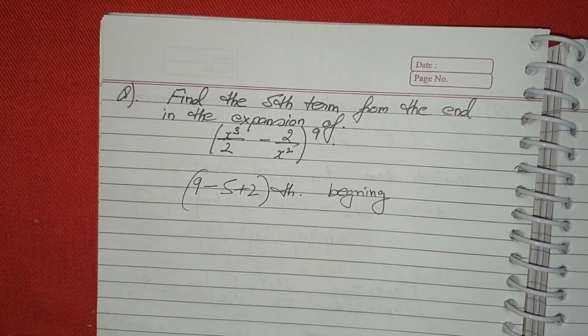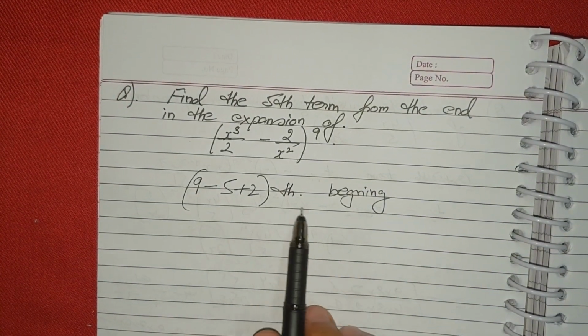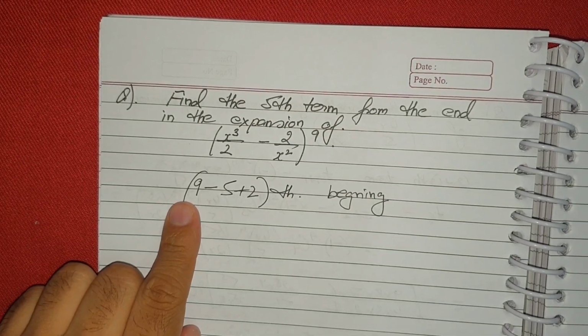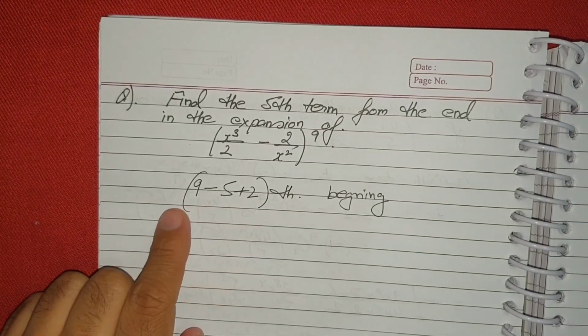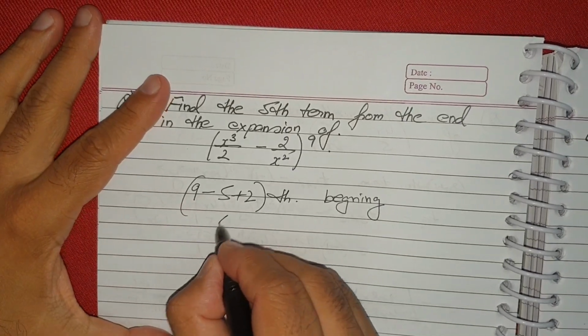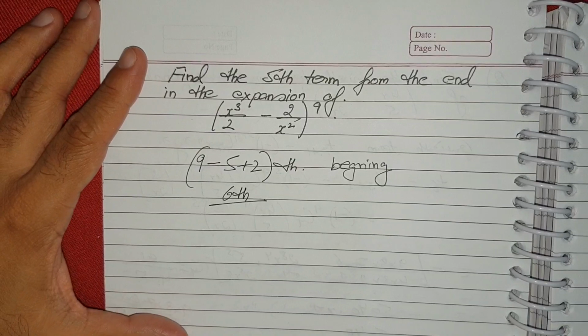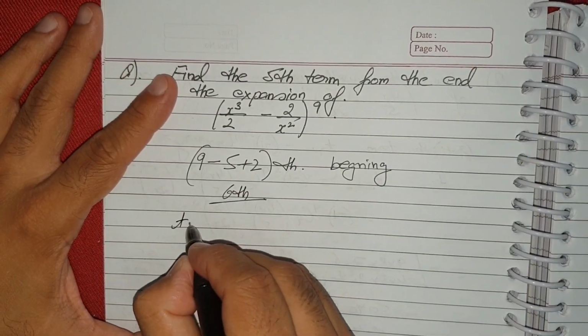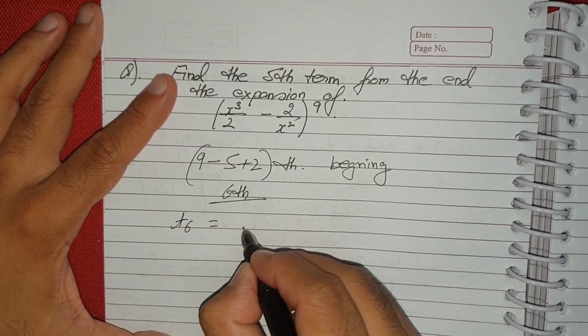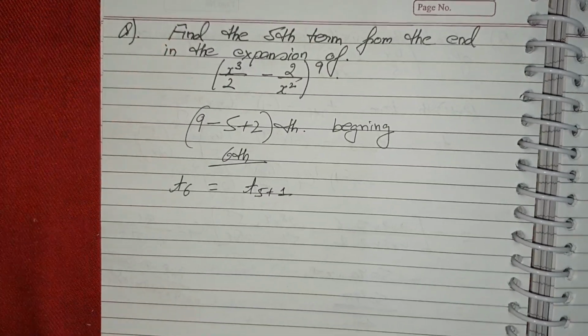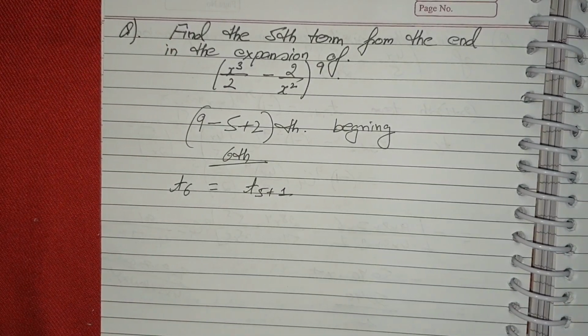Okay. Now, this term from the beginning, see n minus p plus 2. So, what is this? This is the sixth term. So, you have to find the sixth term from the beginning, which is the same as this. Now, again, you can write T6 as T5 plus 1.